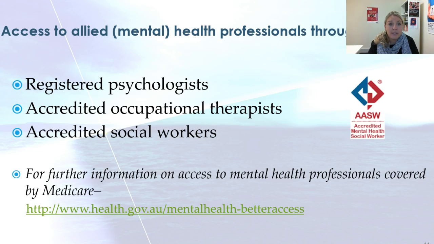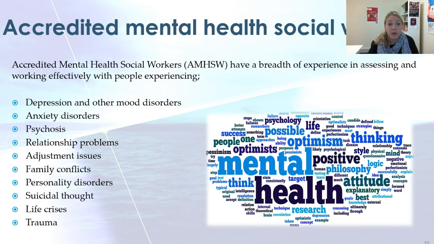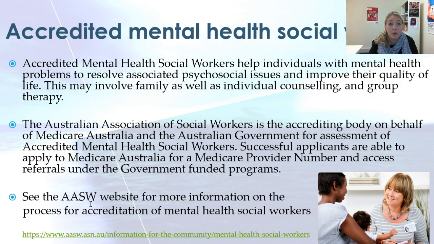And on this next slide, I'm just going to explain a little bit about what an accredited mental health social worker is. Accredited mental health social workers have a breadth of experience in assessing and working effectively with those experiencing mental health issues. The way in which an individual becomes accredited as a mental health social worker is a fairly complex process, and it's through the AASW. So I've popped a link down the bottom there for more information. As I mentioned, the AASW is the accrediting body, and once you are accredited, you can get onto the Medicare scheme and work within that realm as a mental health social worker.